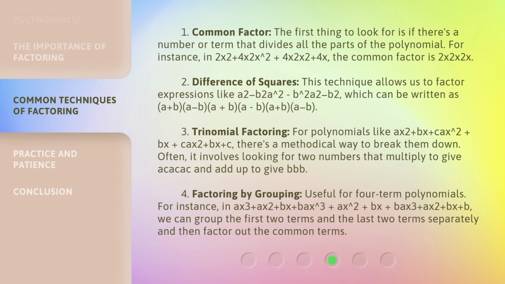1. Common factor. The first thing to look for is if there's a number or term that divides all the parts of the polynomial. For instance, in 2x^2 + 4x, the common factor is 2x.